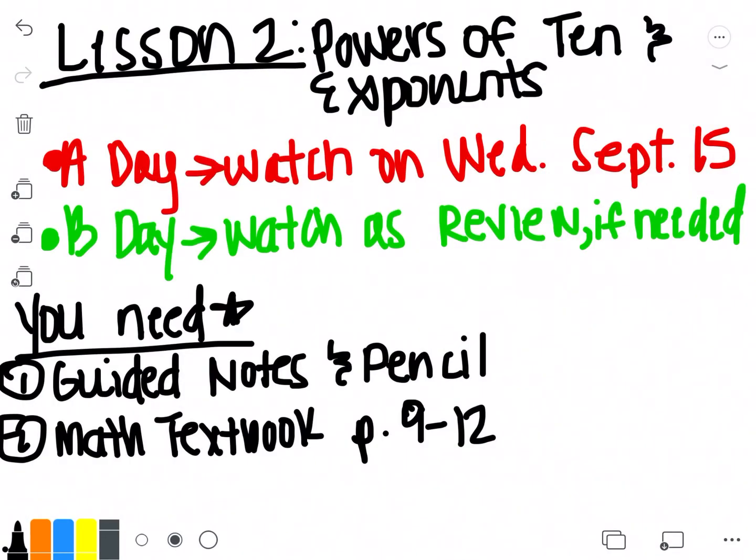Hey everybody, so this is our first video lesson, our second math lesson, but our very first video lesson. This is lesson 2, powers of 10 and exponents. I'm going to try to make sure I do a slide like this every single time I do a video lesson, so that, as you can tell, it tells you what the title of the lesson is, when A day should be watching it, when B day should be watching this lesson, and down here the little star says what you need for this lesson.